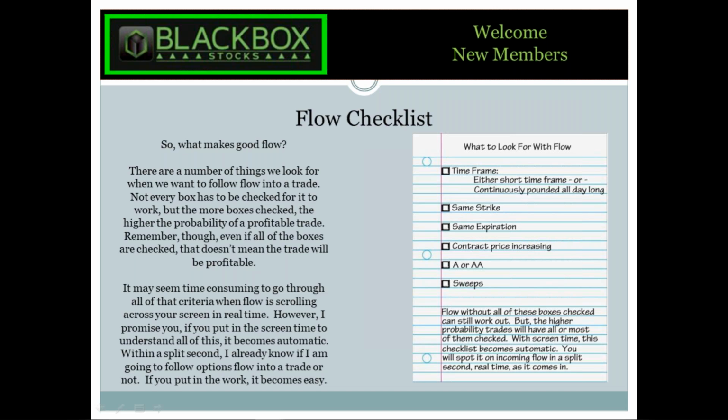Now, if everything on that checklist is checked, it doesn't mean it's going to be a profitable trade. The probability is that it's going to be profitable, but it doesn't guarantee it. All of those items can be checked and you can lose money. None of those items can be checked and you can make money. But as traders, we're looking for probability. The probability of something being profitable has those characteristics. Pounded all day or short time frame, same strike, same expiration, contract price increasing, ask or above ask, and sweeps. When it has all of that, it's just a higher probability of success.